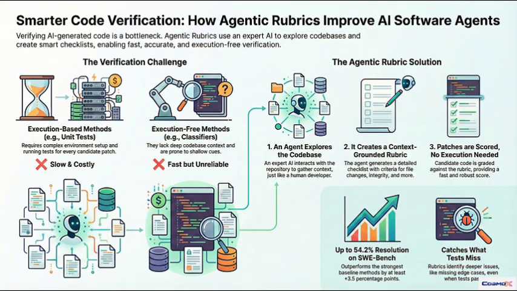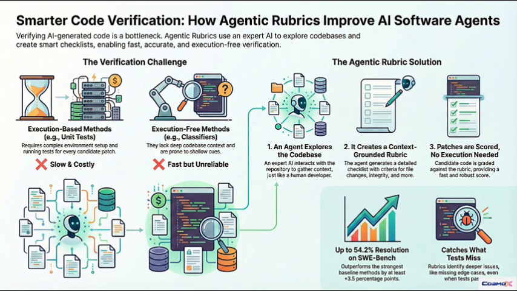And the other side of that coin, the fast, simple checks. They're fast, yeah, but they're also unreliable. They don't have the code-based context, so they're basically uninterpretable. So for our deep dive today, we're going to explore how Scale AI is trying to bridge that gap with something they call Agentic Rubrics. Promising a solution that's scalable, execution-free, and grounded in the context of the actual code.